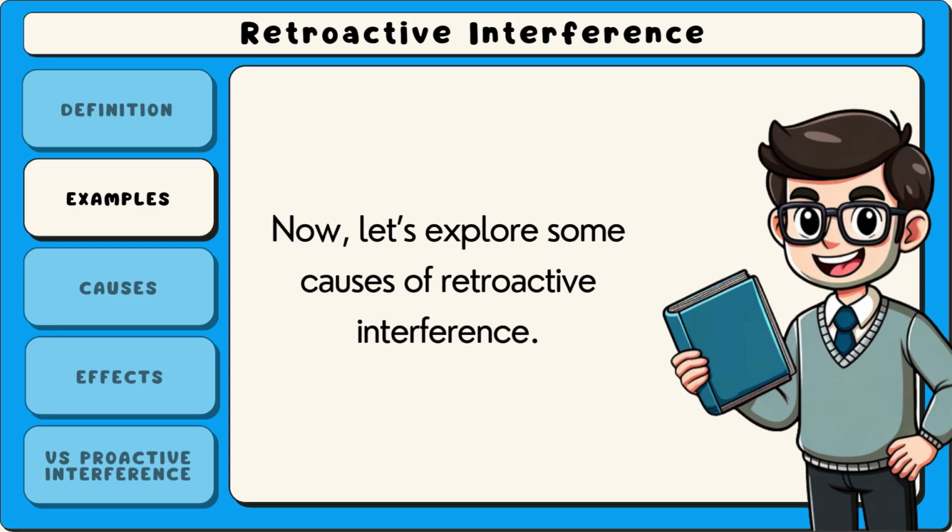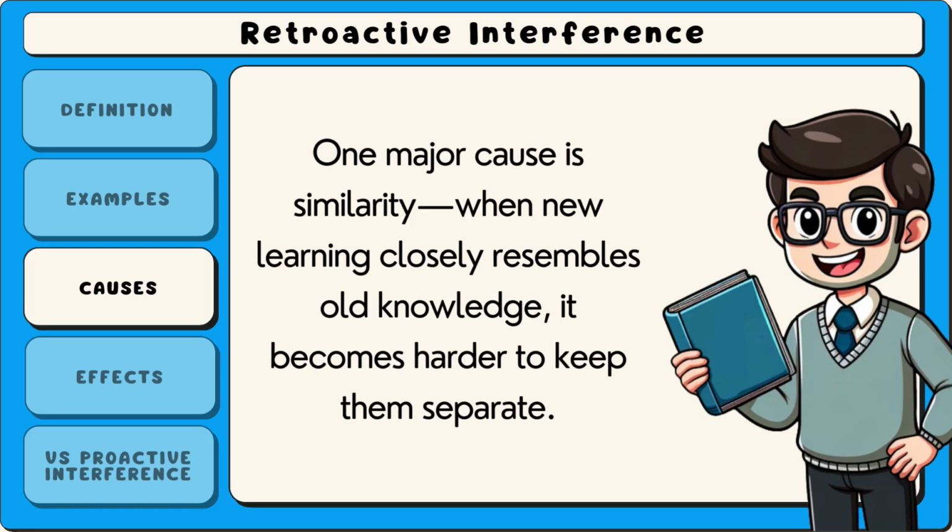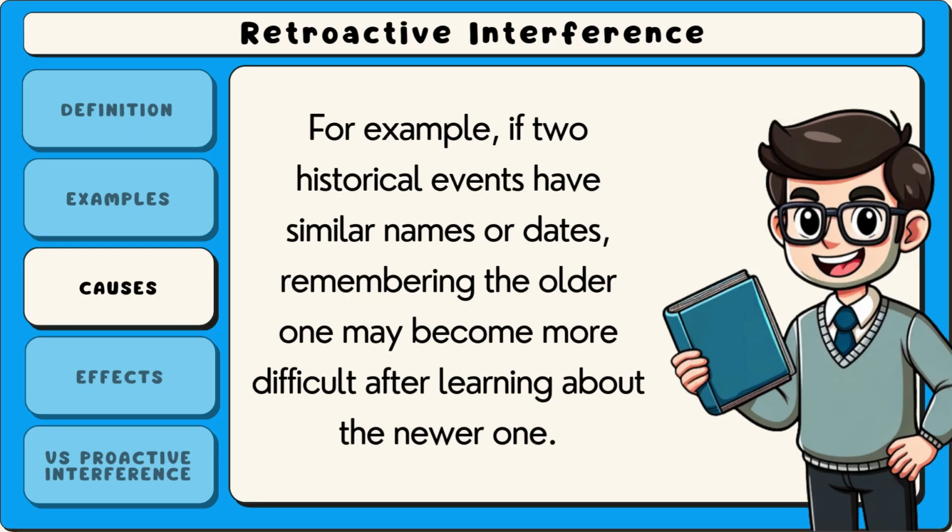Now let's explore some causes of retroactive interference. Retroactive interference happens because the brain prioritizes new information, which can overwrite older memories. One major cause is similarity. When new learning closely resembles old knowledge, it becomes harder to keep them separate. For example, if two historical events have similar names or dates, remembering the older one may become more difficult after learning about the newer one.